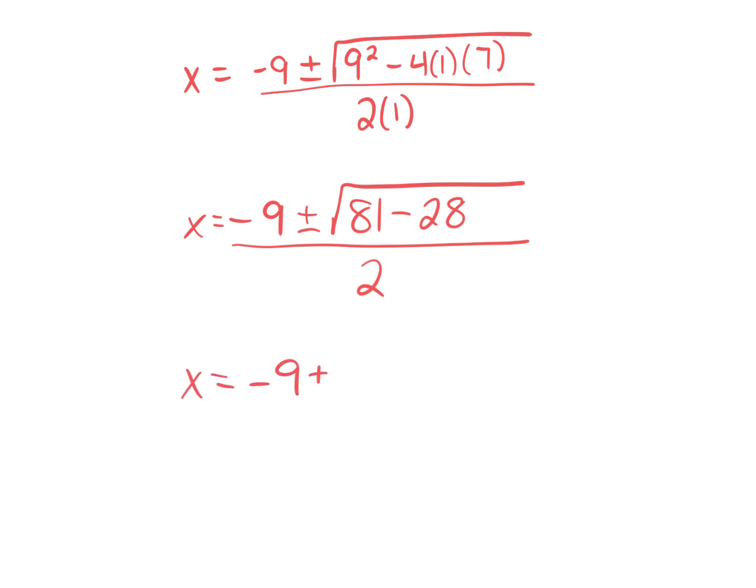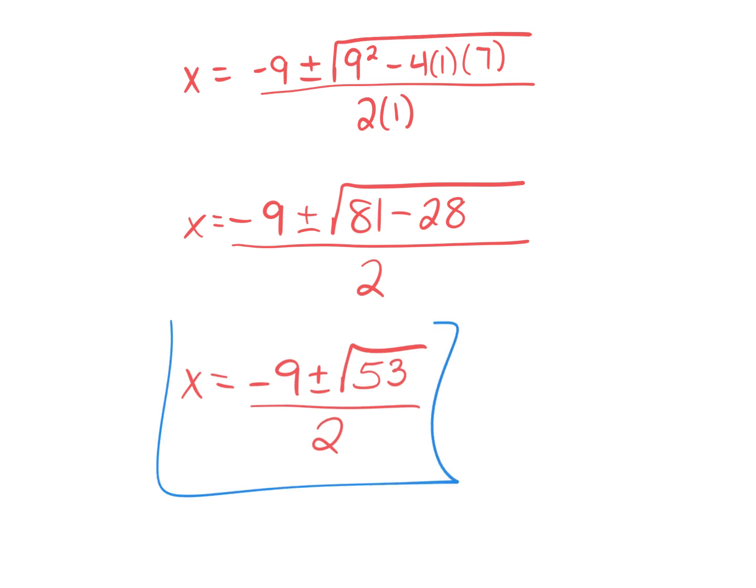Negative 9 plus or minus the square root. What's 81 minus 28? 53. And then we have divided by 2. Is the square root simplified? Now we ask, can I take the square root of 53? No, I cannot. It is not a perfect square. When that happens, I just want you to count that as your answer. Do we still have 2 answers? Yes, because of that plus or minus.